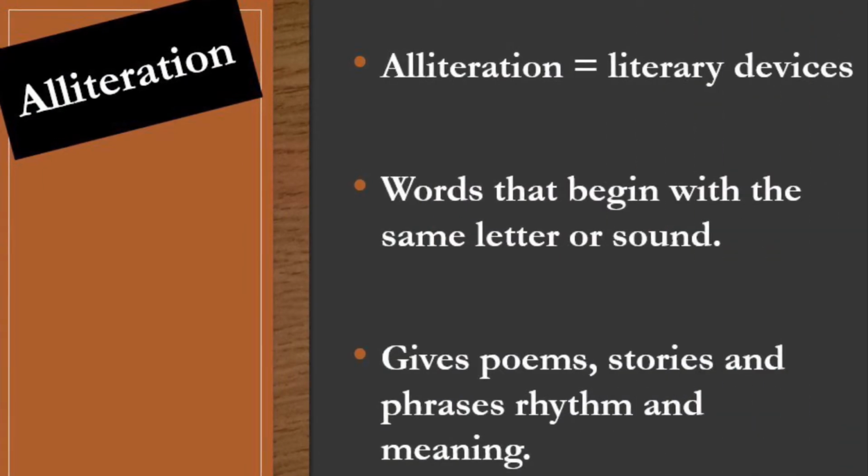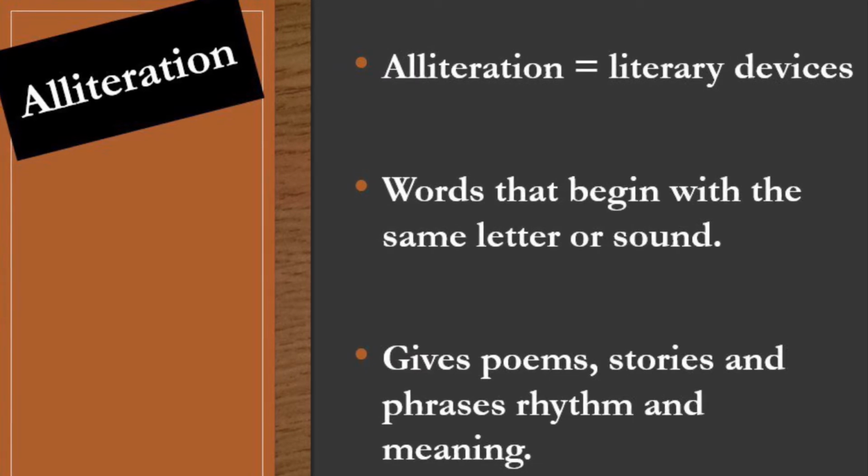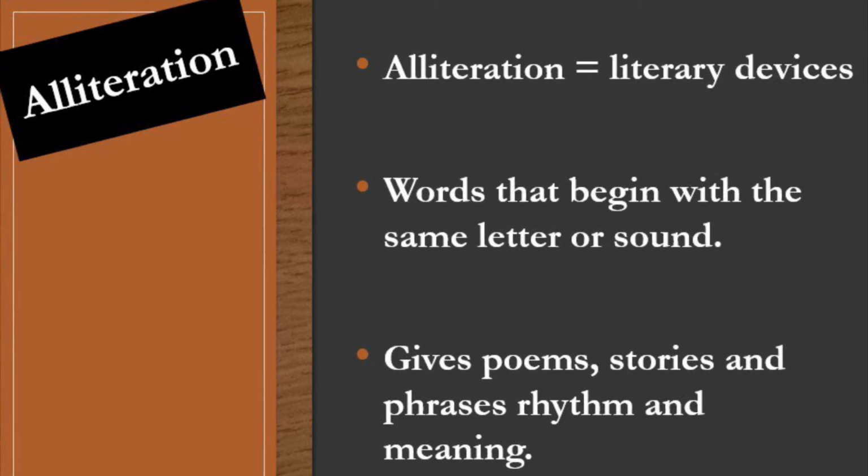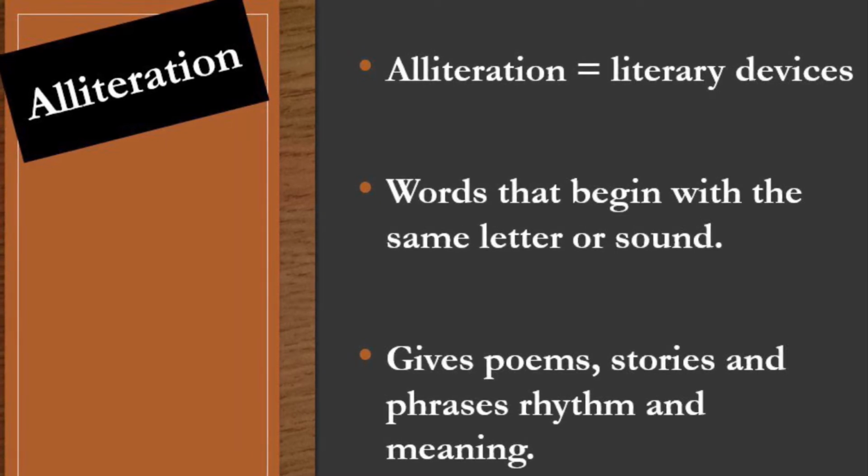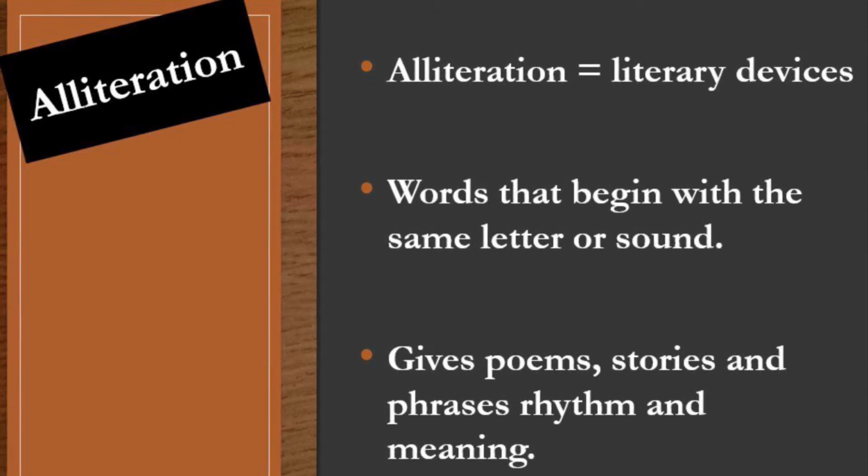Alliteration is what we call a literary device. With alliteration, a phrase will have many words that start with the same letter or sound. Alliteration gives poems, phrases, and stories rhythm and meaning. And when we say poems have rhythm, it means that they almost sound like a song.